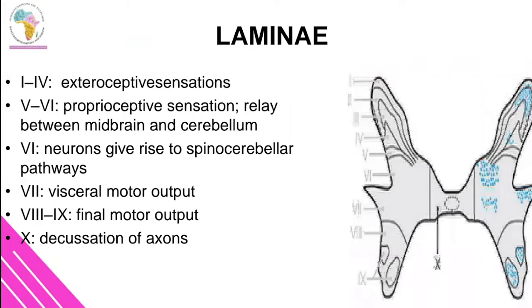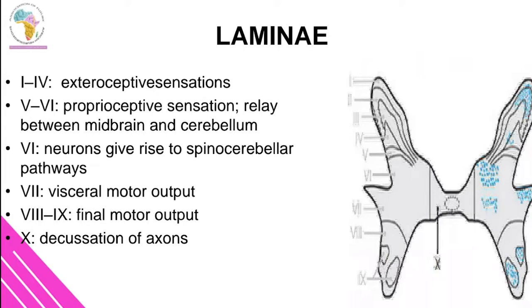Then laminae 5 to 6 tend to receive proprioceptive sensations, which they relay between the midbrain and the cerebellum. And then lamina 6 tends to give rise to the spinocerebellar pathways, or the spinocerebellar tracts.